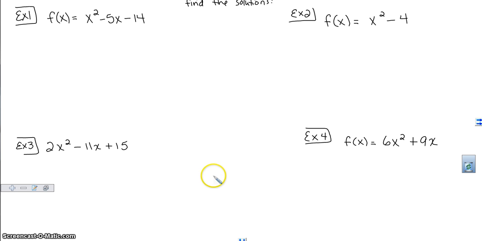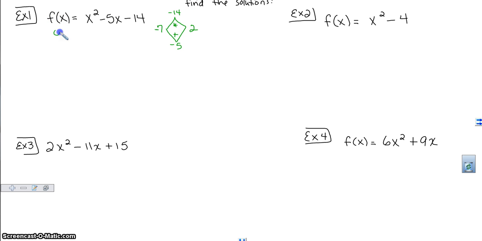Alright, so here's some examples. We're going to find the solution. So here we have 3 terms, and a is 1. So we are going to do the diamond. This is a diamond problem. We want to think what would multiply to negative 14 and add to negative 5. Okay, so 1 times 14 no, 2 and 7 looks like would work, and that would make the 7 negative. So it would be negative 7 plus 2, negative 5, negative 7 times 2, negative 14.